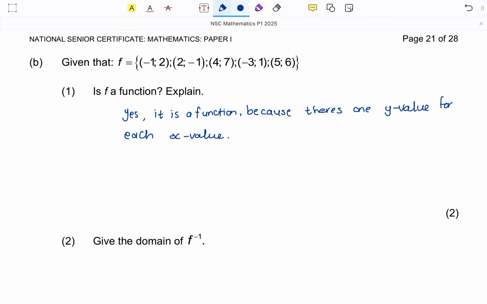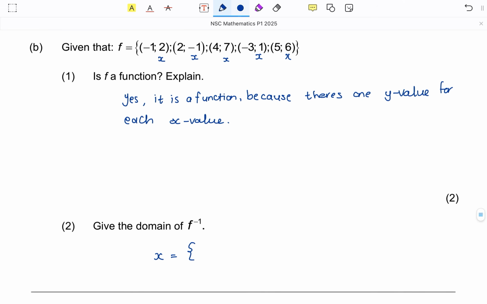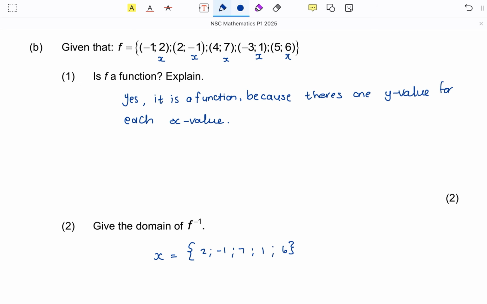And then the second question asks us to give the domain of the inverse. So f to the power of -1 we know means inverse. That means all the y parts of the coordinates for f will then become the x part. So all of these are x parts of the coordinate. And then we can just list them. So we're going to say that the domain, in curly brackets because it's specific values that they give us, is all of the x values from the top there.